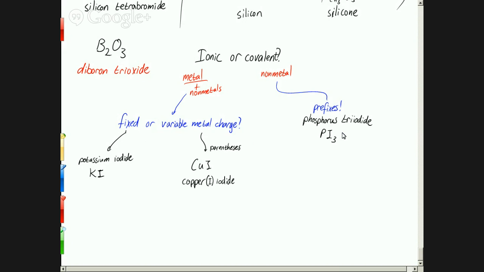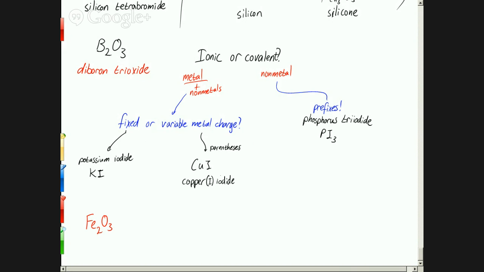So now we've got all the rules. Let's practice. How do you want to name Fe2O3? So let's work down the flow chart. Is it going to go ionic or covalent? Ionic, how do you know? Yeah, because you've got a metal, right? Iron, transition metal. Which side of the ionics is it going to go on? Fixed or variable charge? Variable, how do you know?